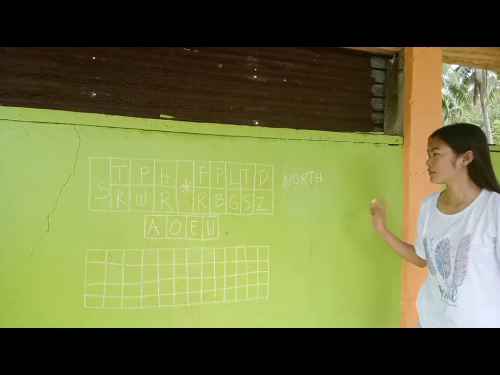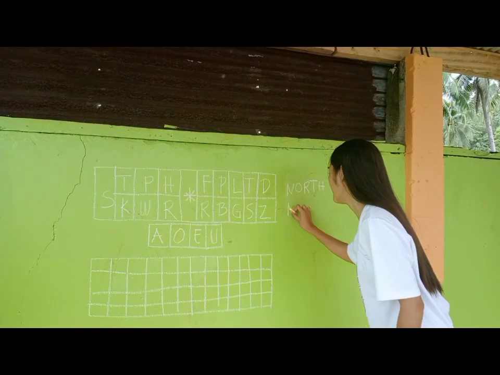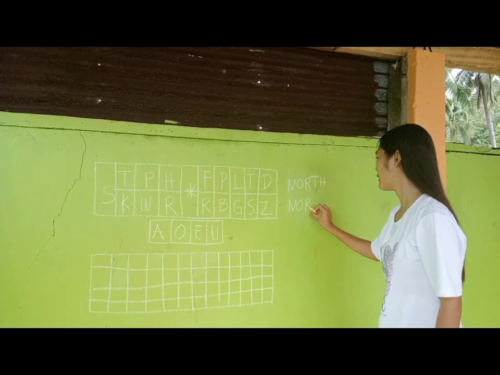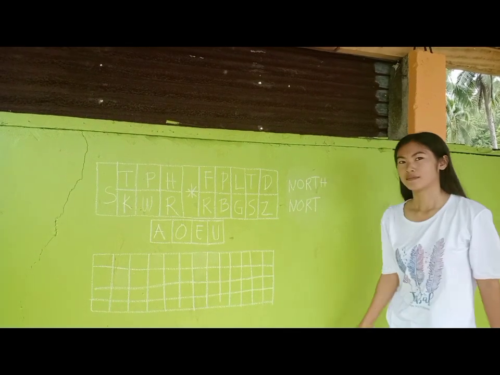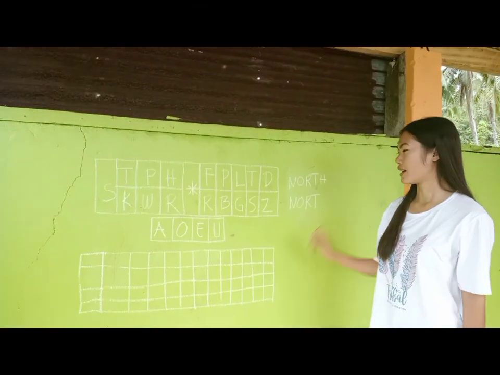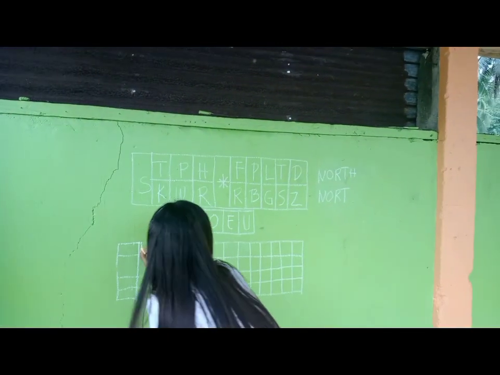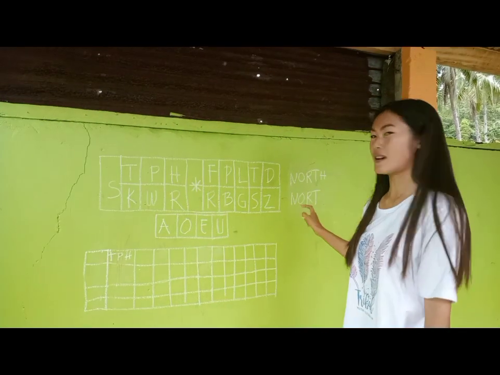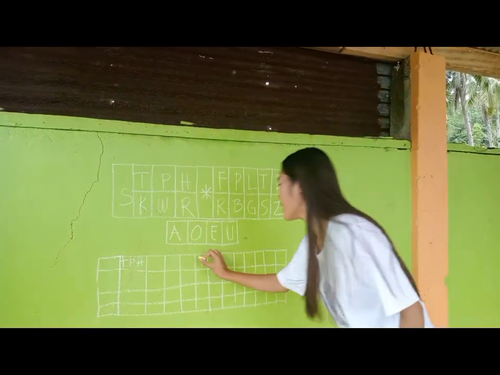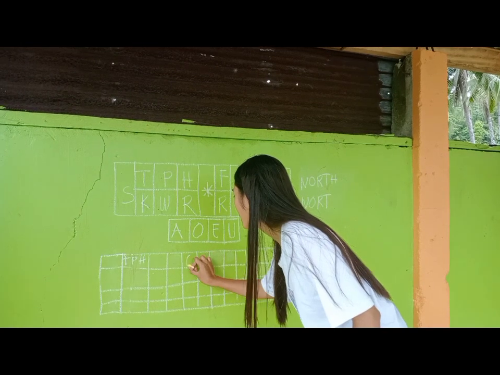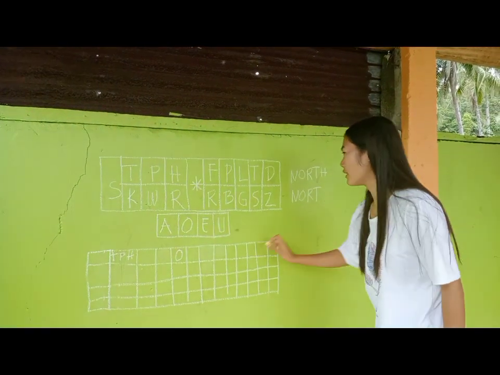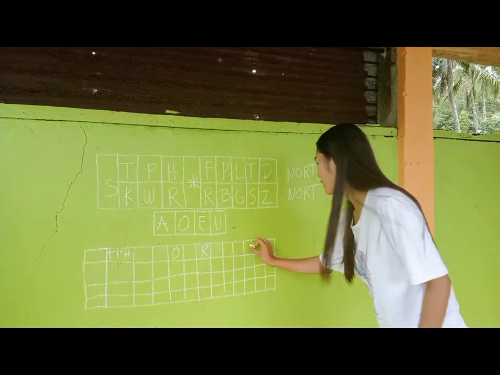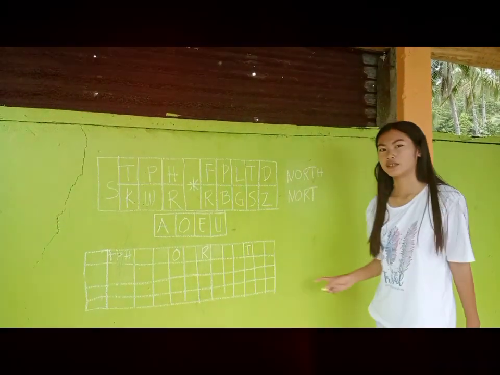The sound pattern of north is initial N, vowel O, final R, and final T. So in machine shorthand, we will write TPH, which represents the initial N. Then vowel O, final R, and the final T, north.